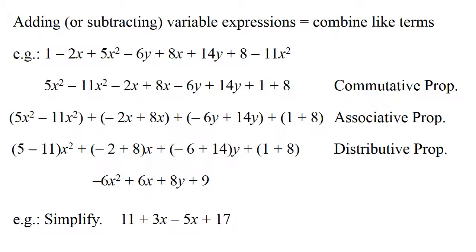So a problem like this, if I asked you to simplify 11 plus 3x minus 5x plus 17, I wouldn't expect to see all this work. I would just expect you to say 3x minus 5x is negative 2x, 11 plus 17 is 28, so this is negative 2x plus 28. That's as much work as you really need to see on that problem.